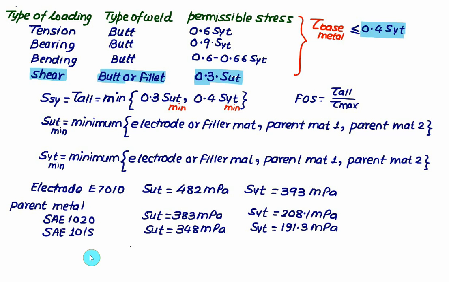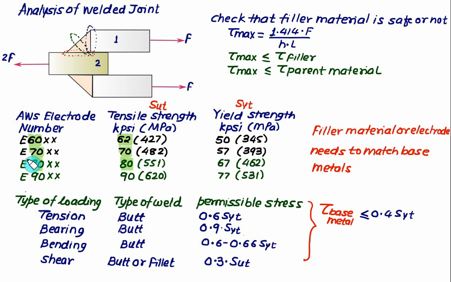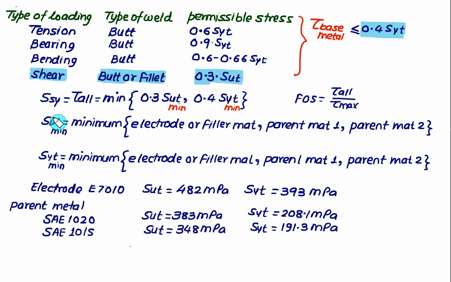Suppose you come across a fillet weld of two materials, SAE1020 and SAE1015, for which the value of SUT is 383 megapascal for 1020 and for 1015 SUT is 348. Corresponding values of SYT are 208.1 and 191.3 megapascal. And suppose you selected the electrode E7010. In that case, we have SUT equal to 482 megapascal and SYT equal to 393 megapascal. For electrode E70, we have SUT equal to 482 and 393 megapascal.